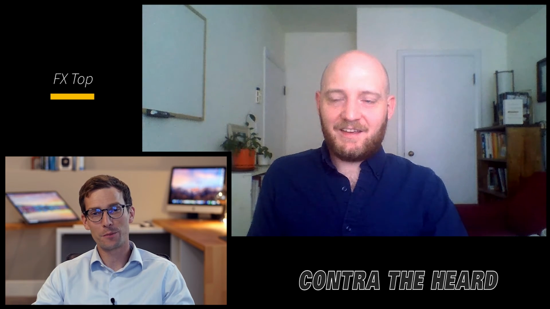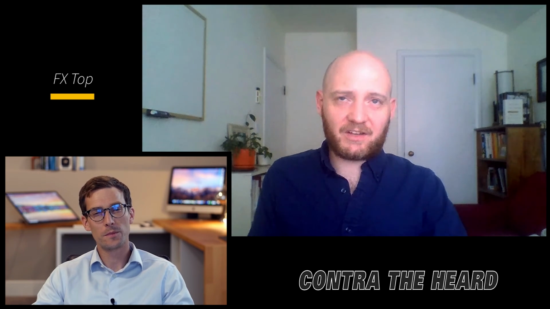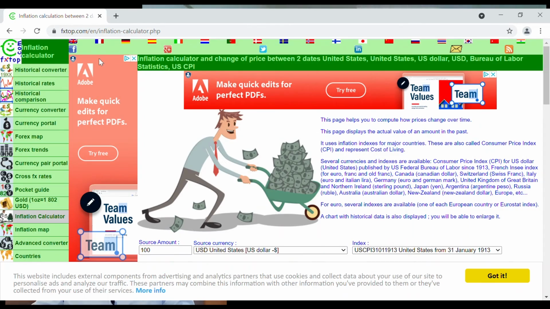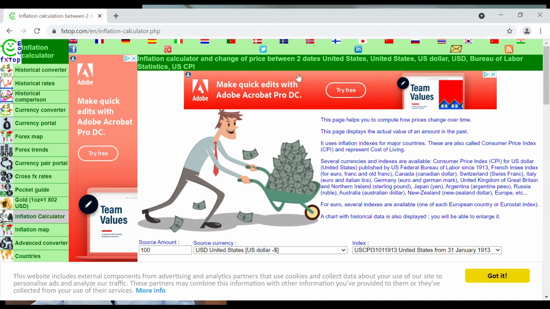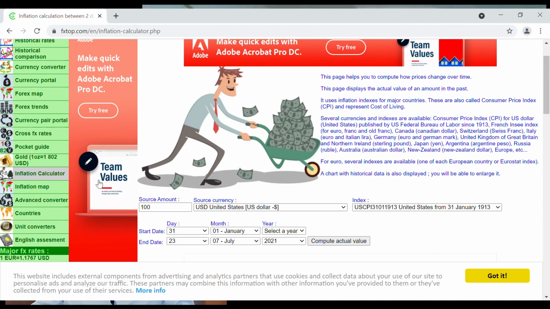Anything else you like about FX Top that you want to point out? They have an inflation calculator, which is useful. Sometimes I use that, and again, because they have all the currencies out there, it's not just confined to the inflation rates in the big economies of the world. You can find it for anywhere.